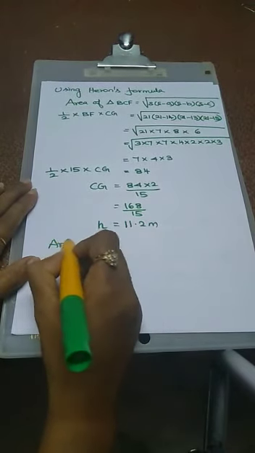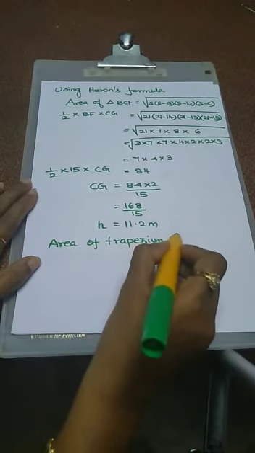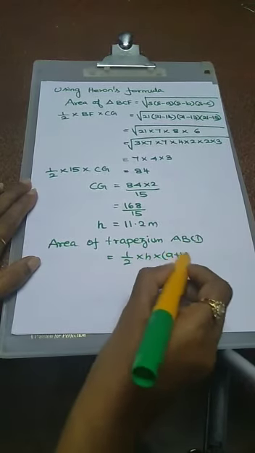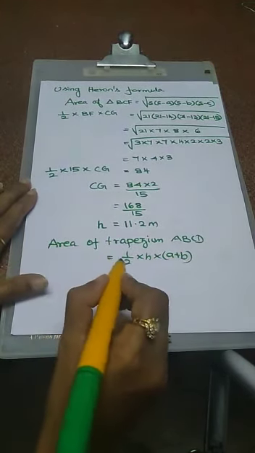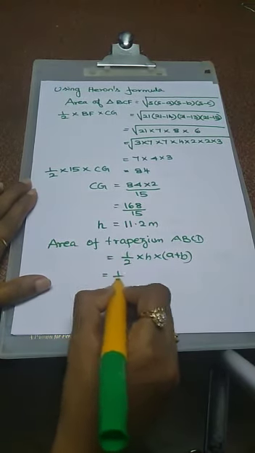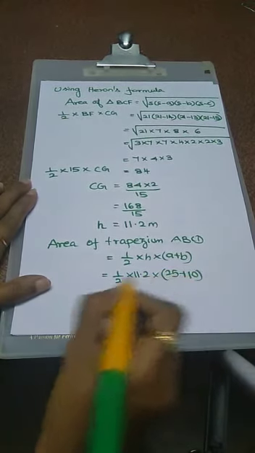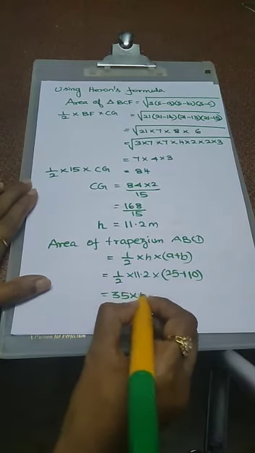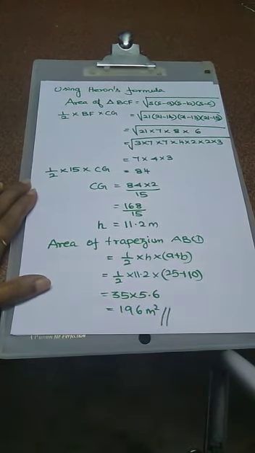Okay. So area of a trapezium ABCD is equal to, what is the formula? Half into H into (A plus B). So here the height value is 11.2 and the parallel sides are 25 and 10. So apply it. Half into 11.2 into (25 plus 10). Using this we just cancel the value. We get the answer 35 into 5.6. Multiply the value, that is 196 meter square. So area of the trapezium ABCD is equal to 196 meter square.